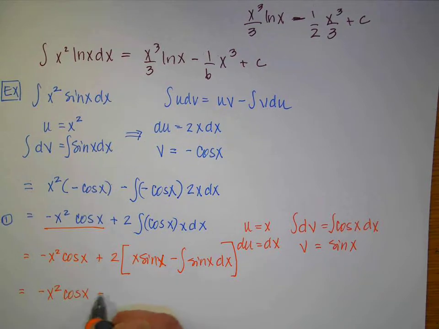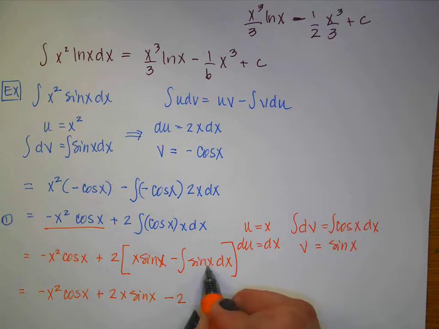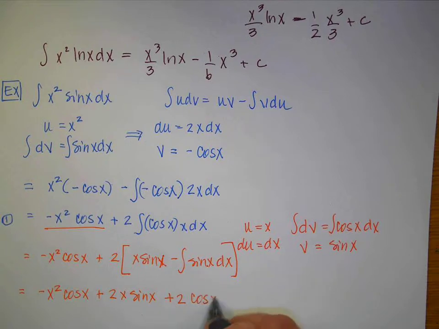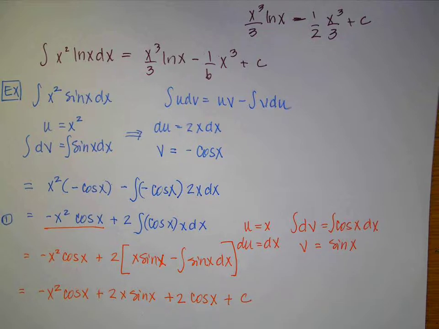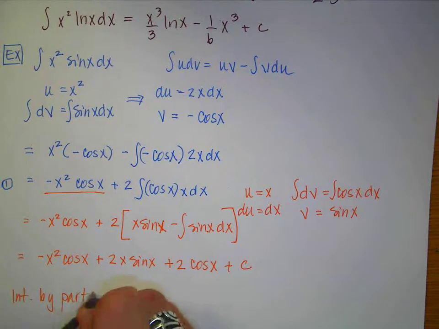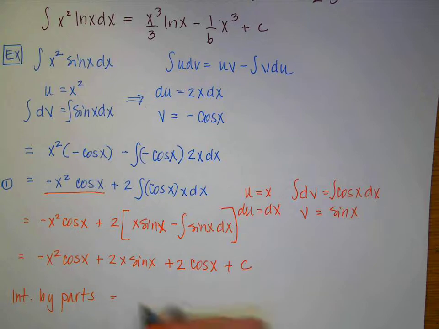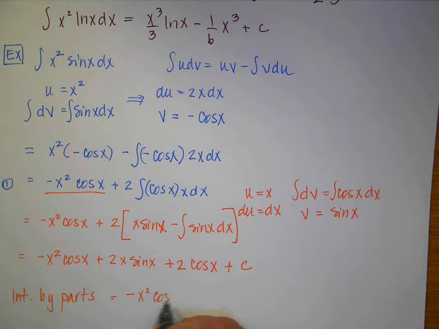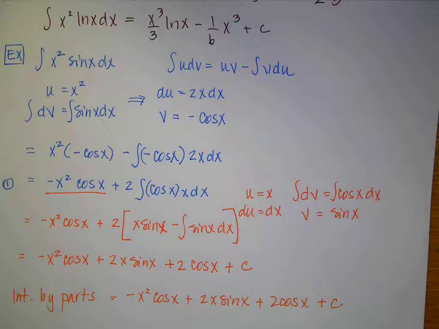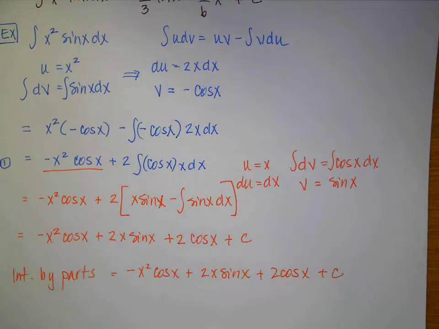So this is a negative x squared cosine of x plus 2x sine x minus 2 times the integral of sine, which is a negative cosine, plus 2 cosine of x, and then plus c. So if I were to report my answer, and again, there's a couple of ways you could report your answers, it is going to be equal to negative x squared cosine of x plus 2x sine of x plus 2 cosine of x plus c.